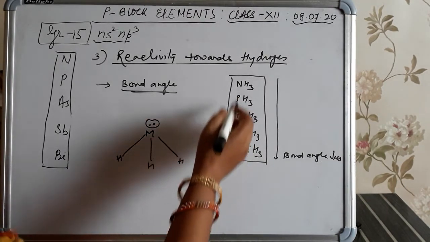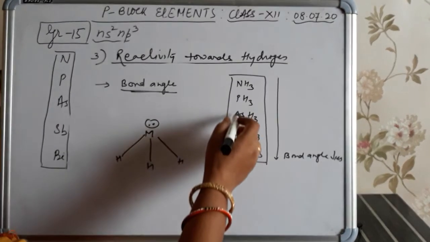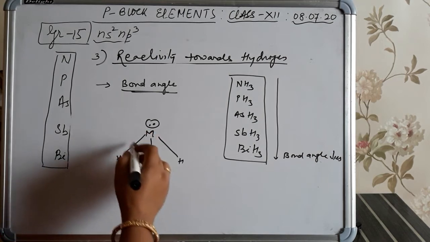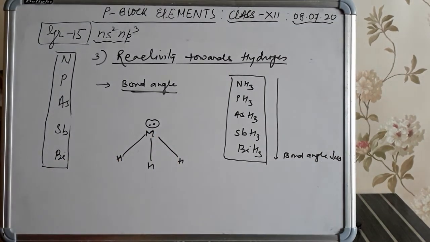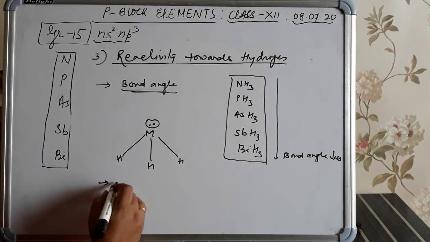So we discuss, as we move top to bottom in a group, the size of the atom increases, so the repulsion between lone pair and shared pair decreases, so their bond angle also decreases. Next we discuss the basic strength.